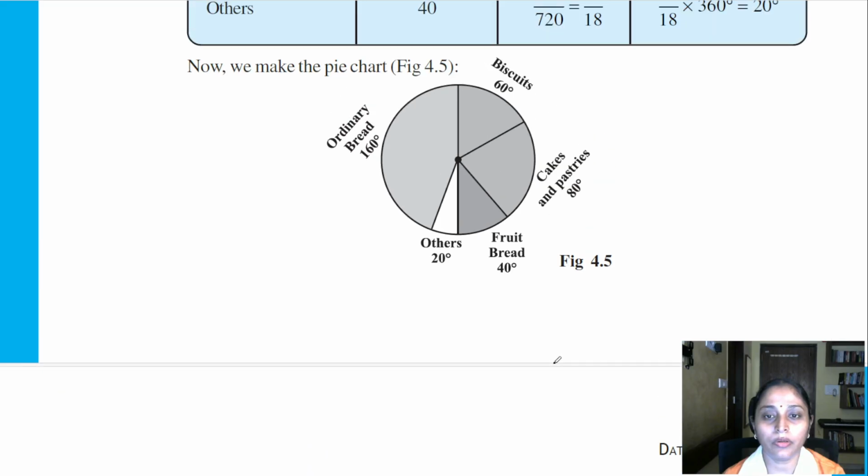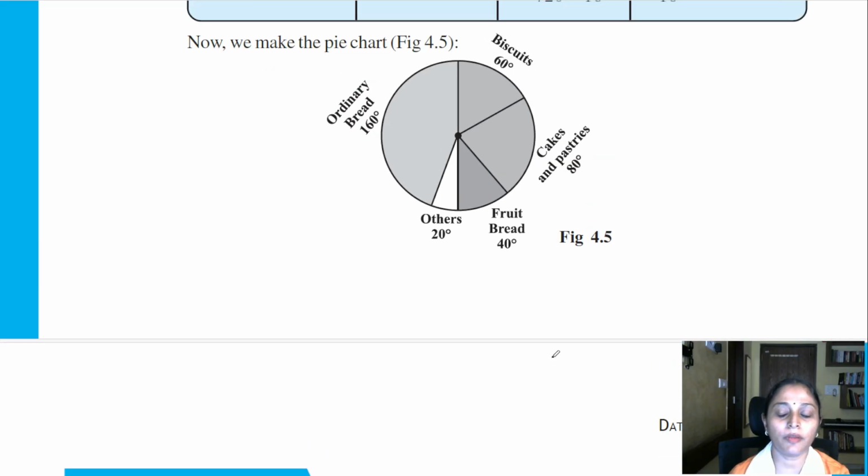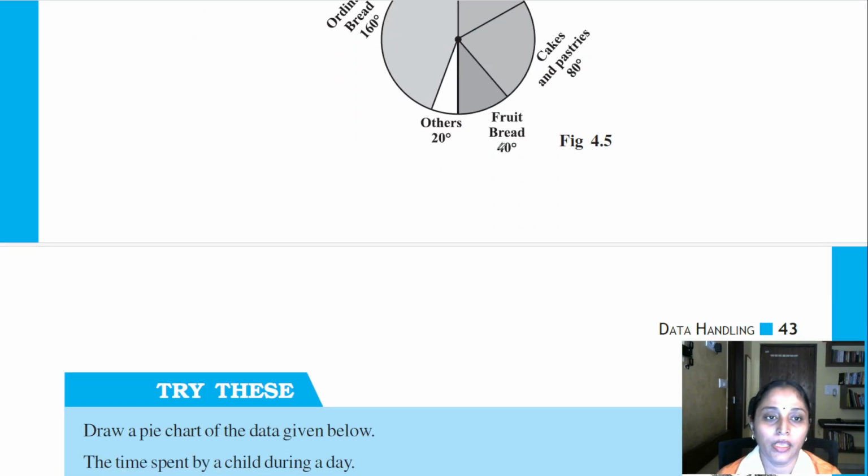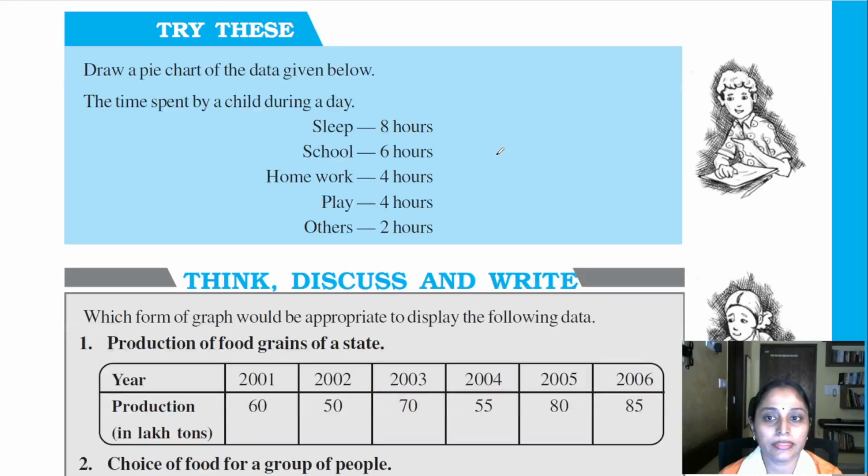So this is about the solved example. From the pie chart here, what can you conclude? Like I already told you, you can conclude that the maximum sales are in ordinary bread, which is expected because it's a daily necessity. Whereas other categories like biscuits and fruit bread, we don't consume them on a daily basis. So their proportion is relatively less compared to ordinary bread, right? So that is the solved example.